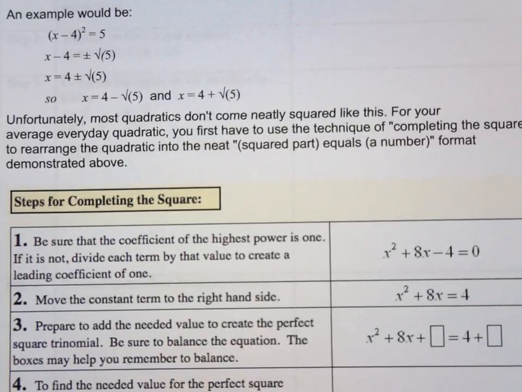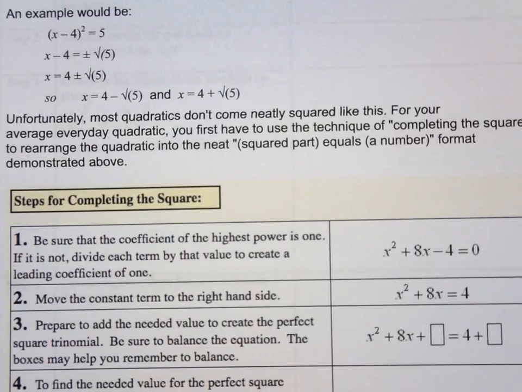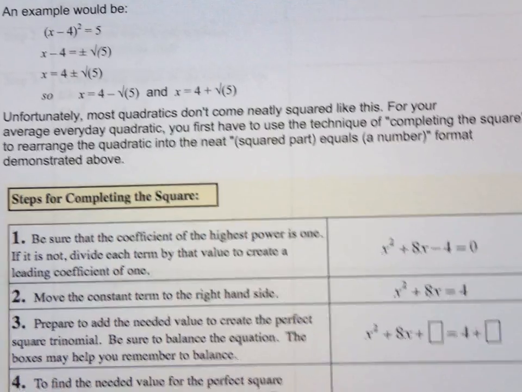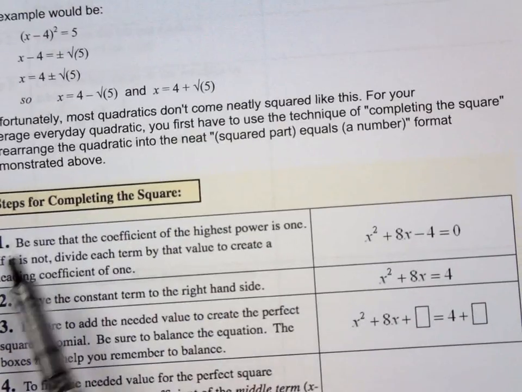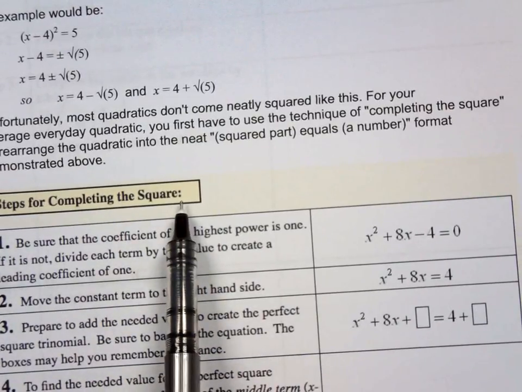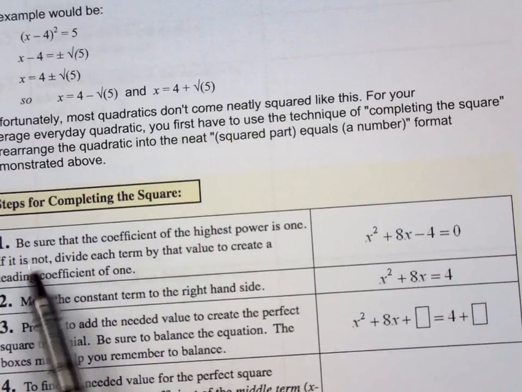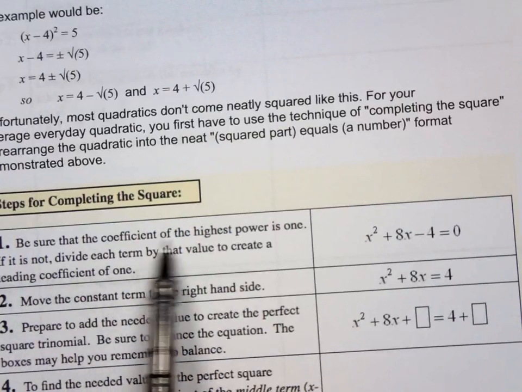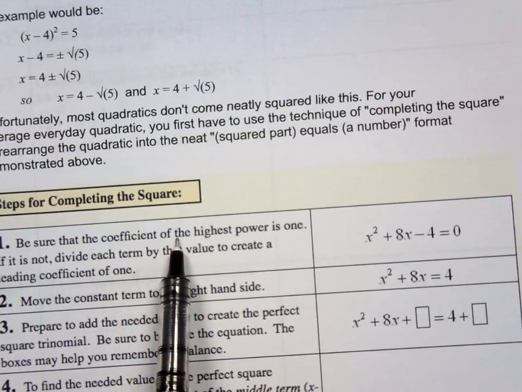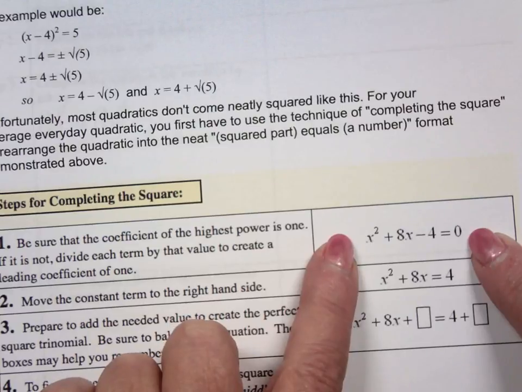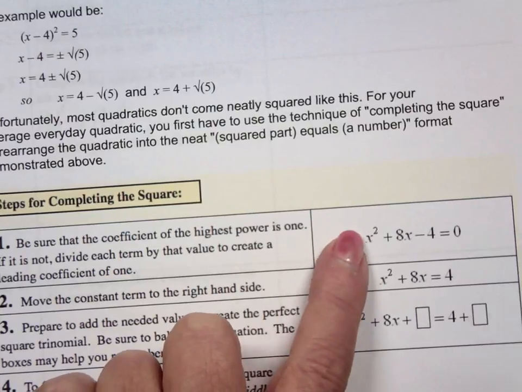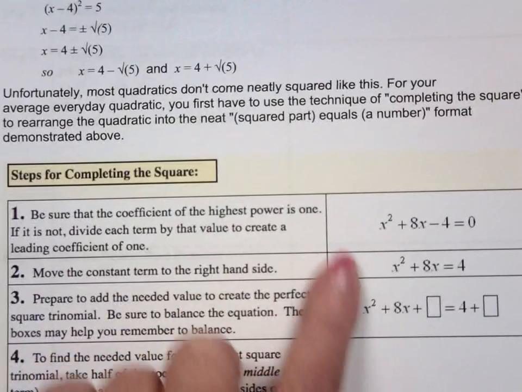So as we're completing this process, in terms of steps for completing the square, there literally is a checklist. And it says, if you're going to complete the square, what are you going to do? You're going to be sure that the coefficient of the highest power is 1. If not, you divide it out. In this case, the highest power is 1, and so you don't have to do anything.